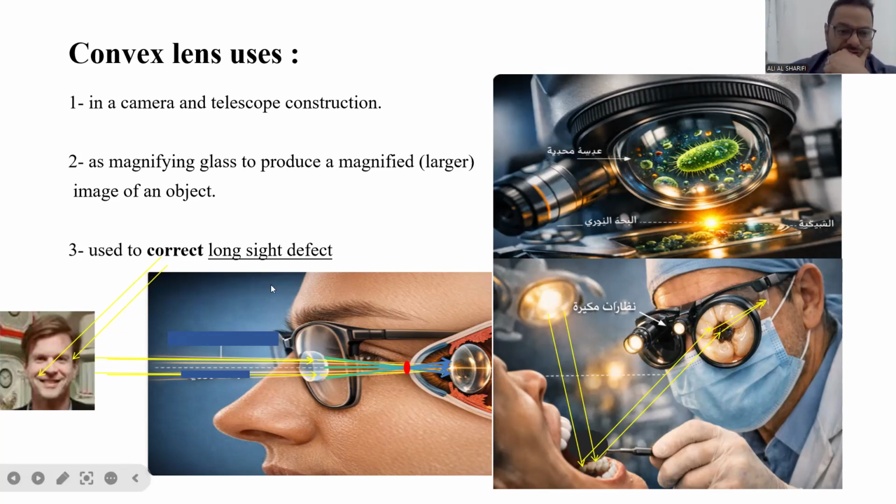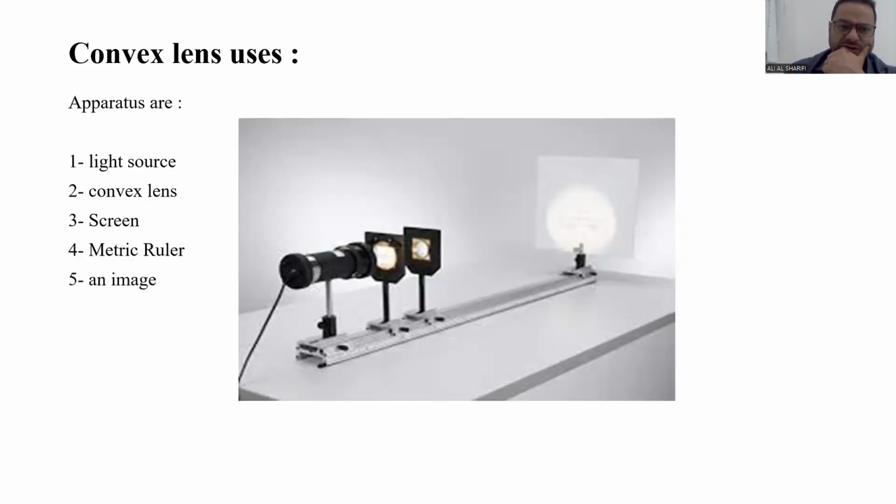Okay, I think this picture illustrates all of the important information related to the convex lens, and how we can use it to see better. Here, our apparatus will be the light source, the picture, the convex lens, and this is the screen.